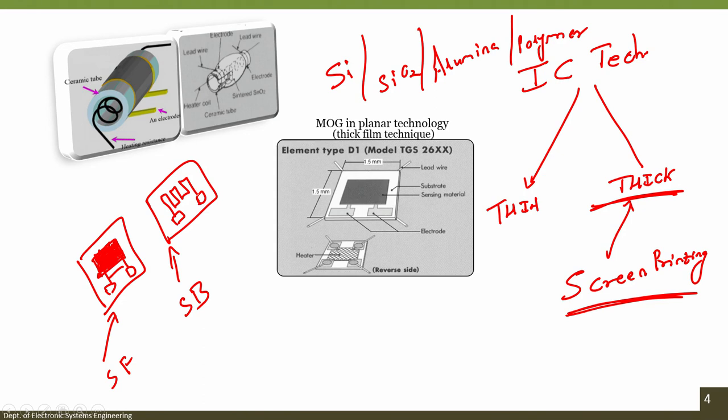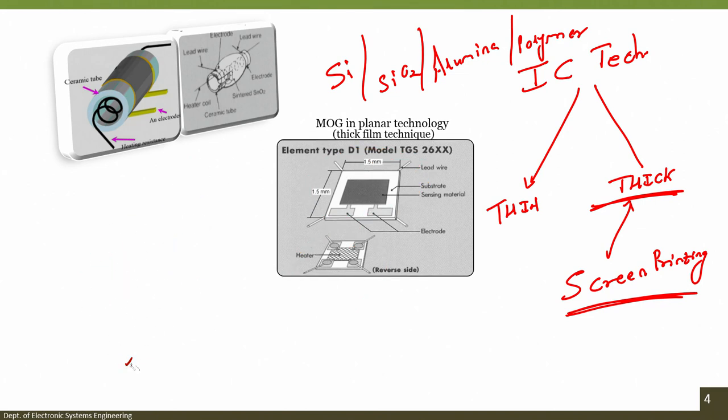On the back side, I have a heater. This is a back side, this is a front side. Okay. So now, what is the advantage of screen printing is that we can have high throughput. We can fabricate a lot of sensors very quickly, right. The disadvantage is that we cannot miniaturize it beyond a certain point. We cannot make it tiny, all right. So there is a disadvantage.